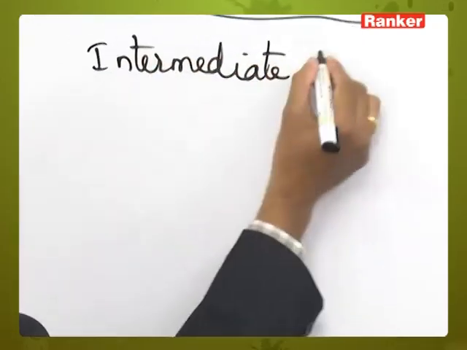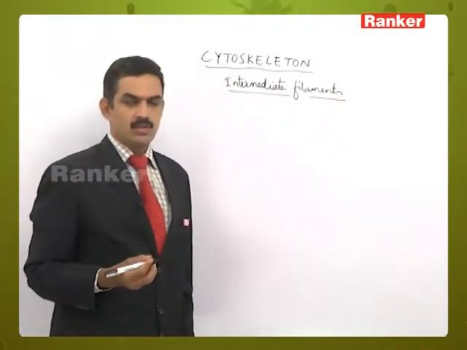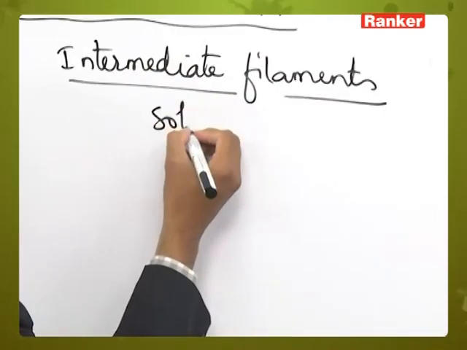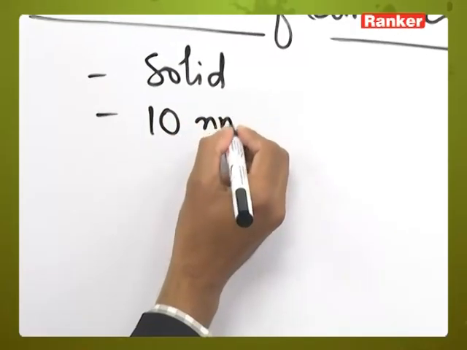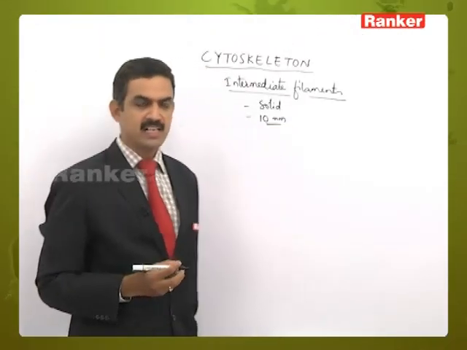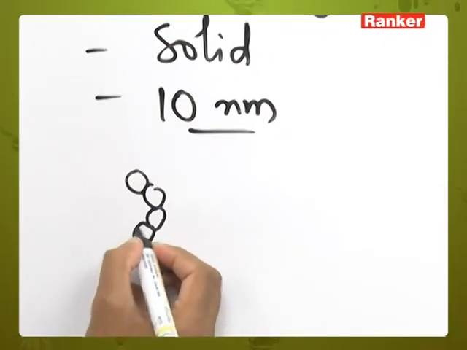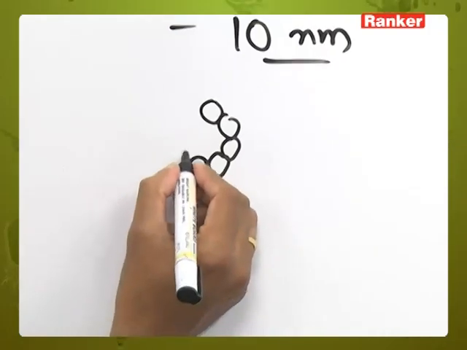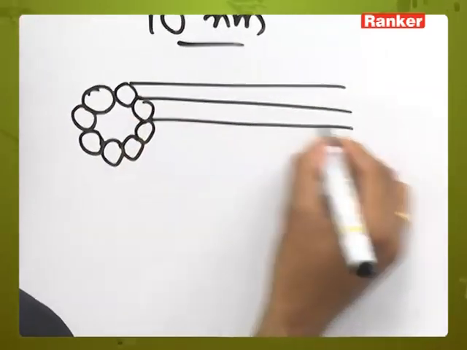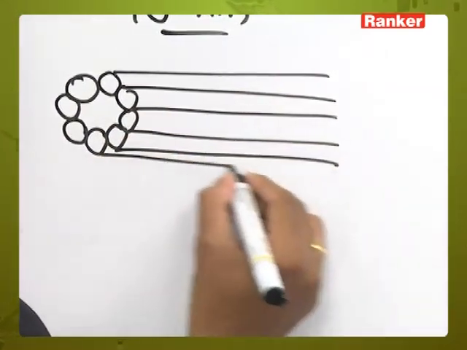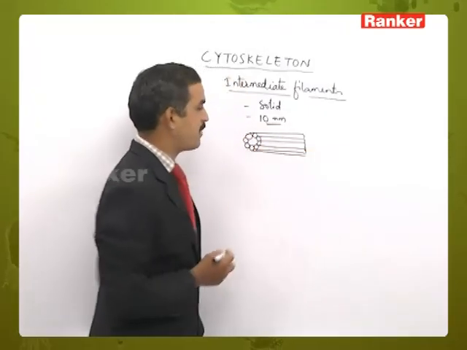Intermediate filaments. These are solid in nature, showing nearly 10 nanometers in thickness. They appear as straight structures, but they also form a spherical-like organization, and this type of organization can be seen in the intermediate filaments.